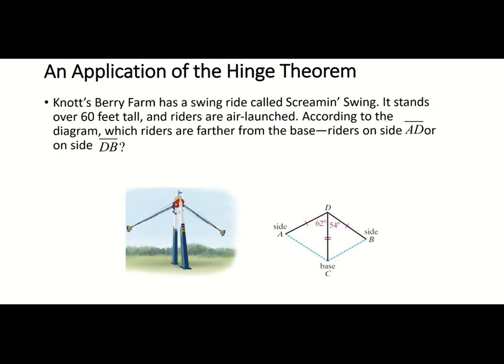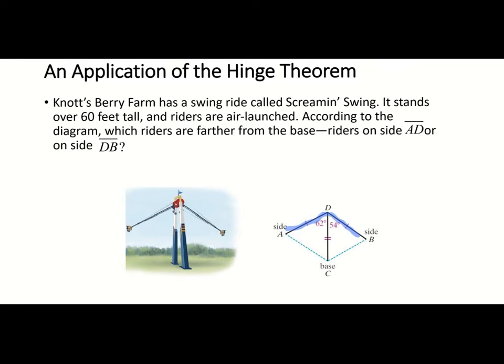All right, so here we are going to look at an application of the Hinge theorem. Sometimes when you go to amusement parks, they have rides that swing out and opposite sides go opposite directions. This is the case at Knott's Berry Farm. It has the swing ride called the Screamin' Swing, and it stands over 60 feet tall, and the riders are air-launched. According to the diagram, which riders are farther from the base? The riders on the side of AD, so this side, or the riders on the side of DB.